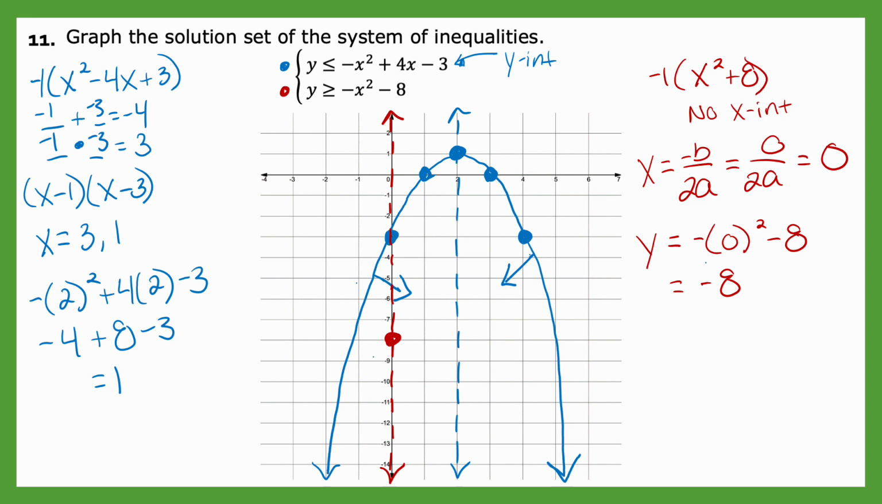Okay, so this makes sense that we did not get any x-intercepts because we're below the x-axis and we know it opens down. So it's never going to reach the x-axis. Are we ready to see if we can remember something that I said like a month or two ago?